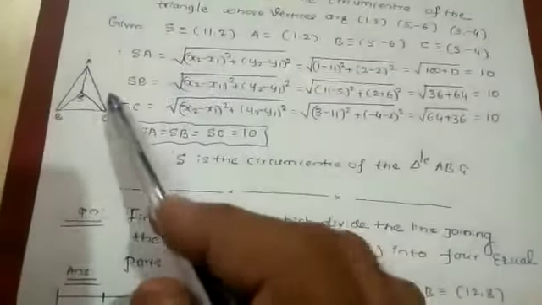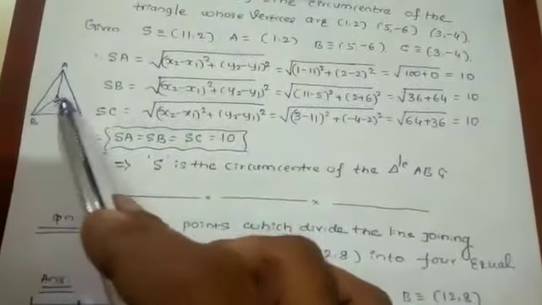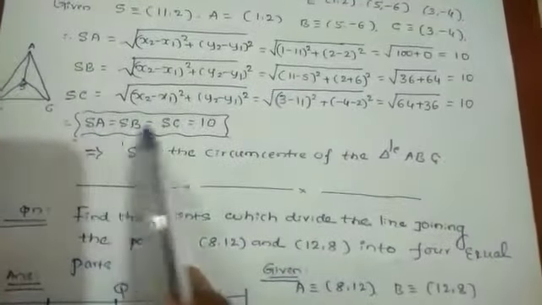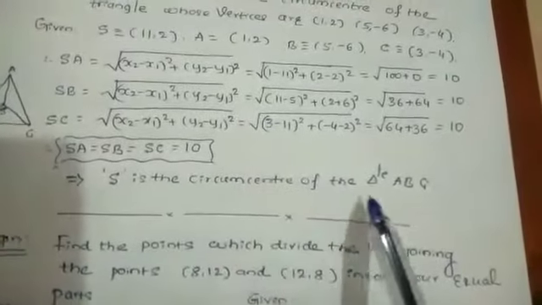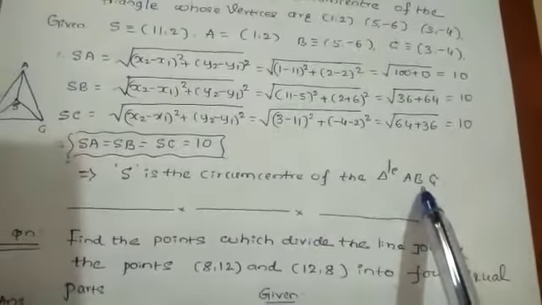Okay, so here SA, SB and SC are all equal, equal to 10. So it implies that S is the circumcenter of the triangle ABC.